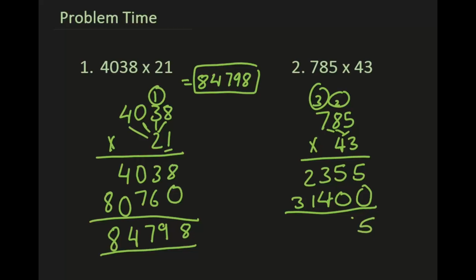Then 5 plus 0 is 5. 4 plus 3 is 7. 2 plus 1 is 3. And then we get a 3 down. So that is our answer. Our answer equals 33,755.